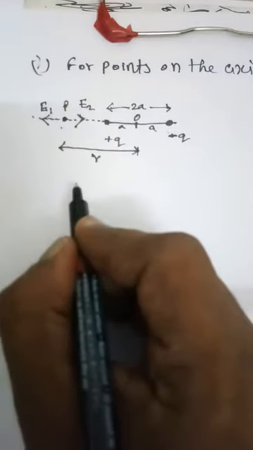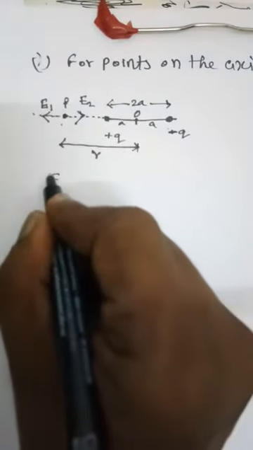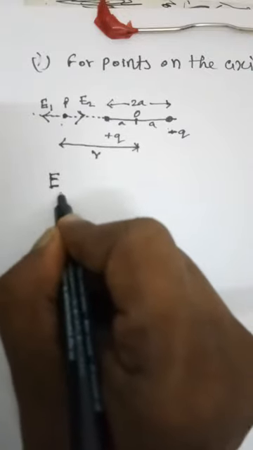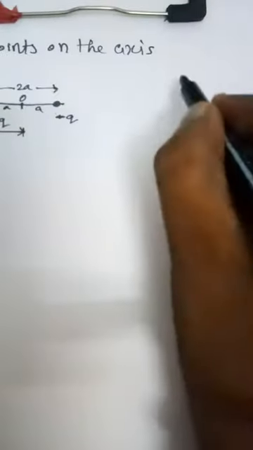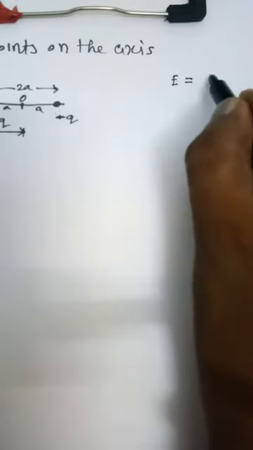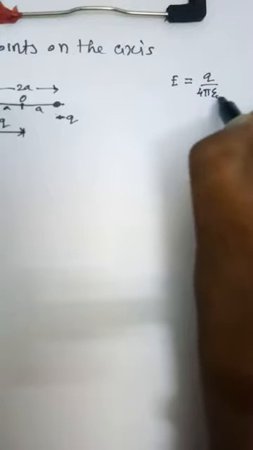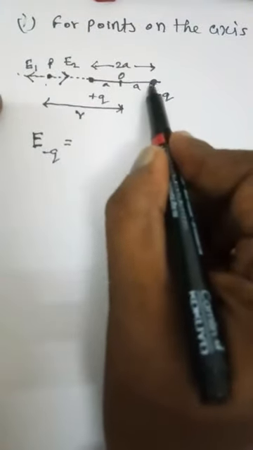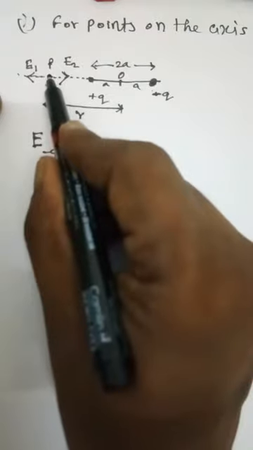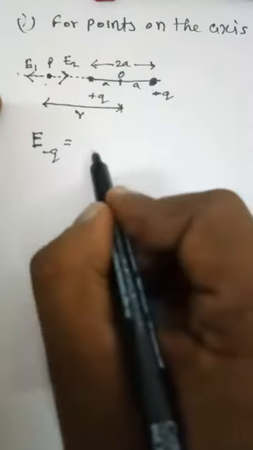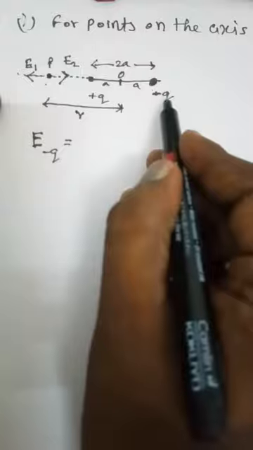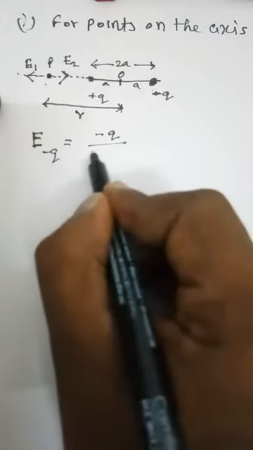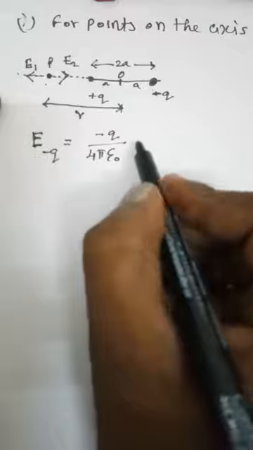According to the formula, first you consider E minus q. The general formula of electric field is E equals q by 4 pi epsilon naught r square. It's just like Coulomb's law. So here, E minus q means from this distance, from here to here. Now this is a minus q, so minus q by 4 pi epsilon naught, from here to here.